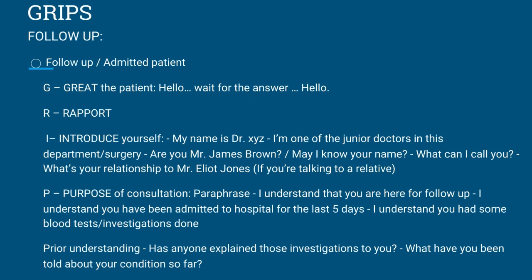For example, okay, so I understand that you have come here for a follow-up, and you were here in the hospital 5 days ago. So you did have some investigations done, and we do have the results with us, so I see that you're here for the results. So am I right? And then you have to move on to the prior understanding that the patient might have from the last consultation he had.